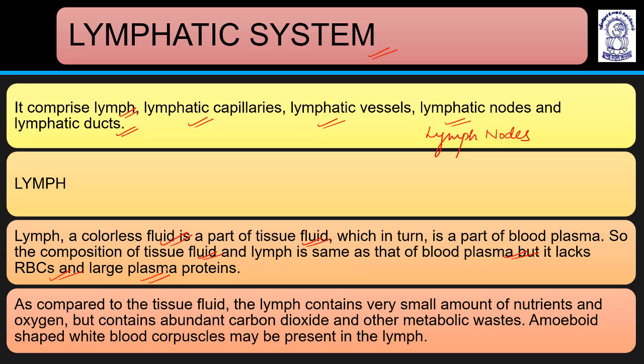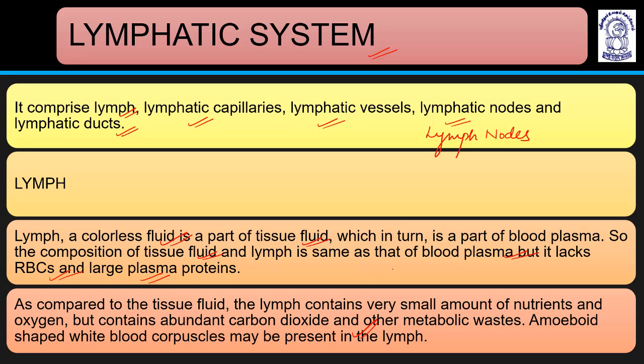The composition of tissue fluid and lymph is the same as that of blood plasma, but it lacks RBCs and large plasma proteins. As compared to the tissue fluid, the lymph contains a very small amount of nutrients and oxygen, but contains abundant carbon dioxide and other metabolic waste. Amoeboid-shaped white blood cells may be present in lymph.